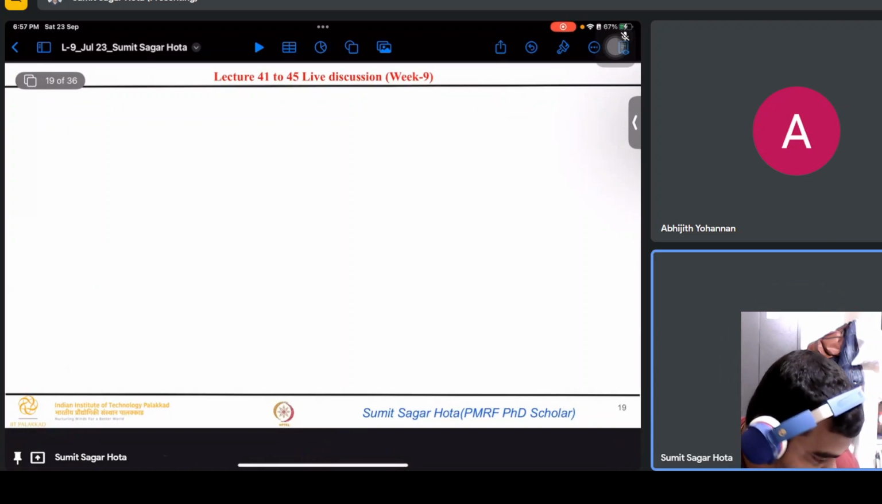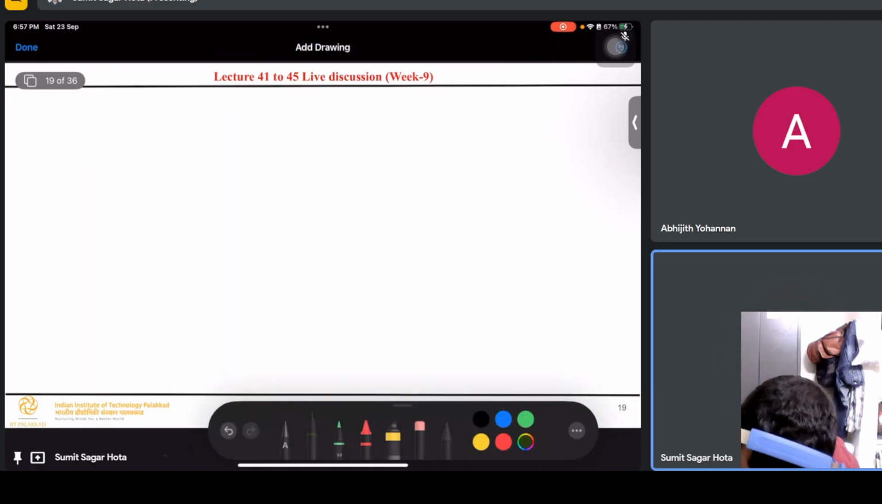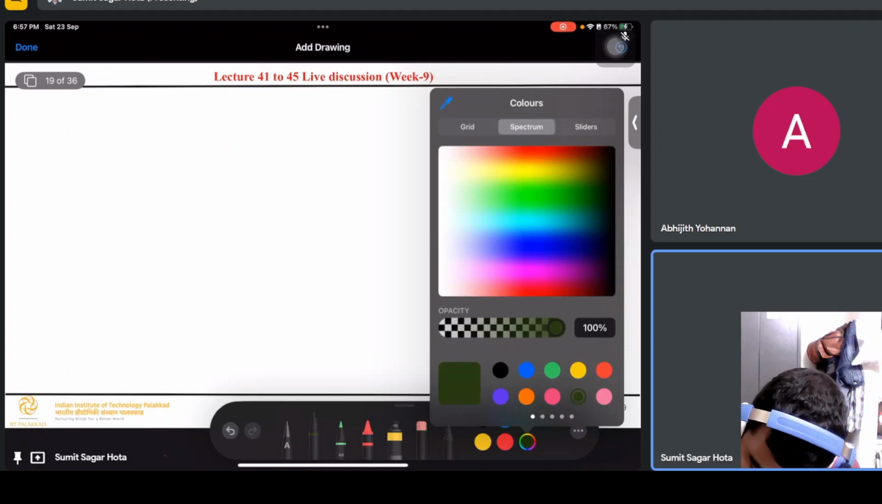So to solve this question, first we have to draw the velocity triangle.